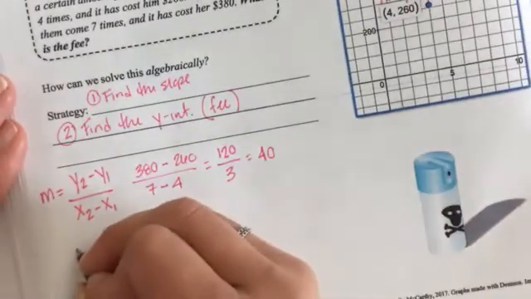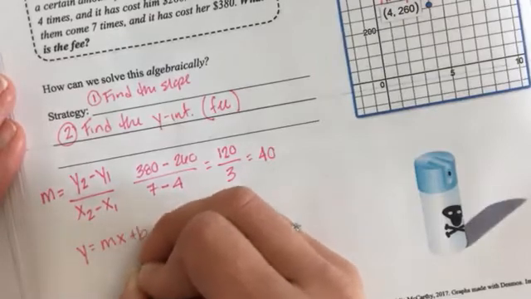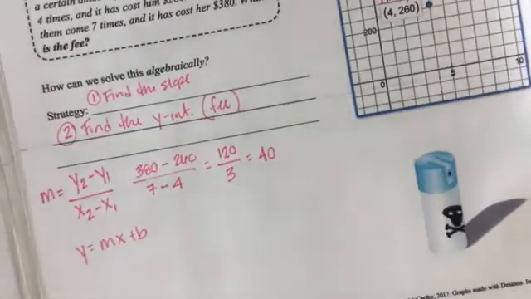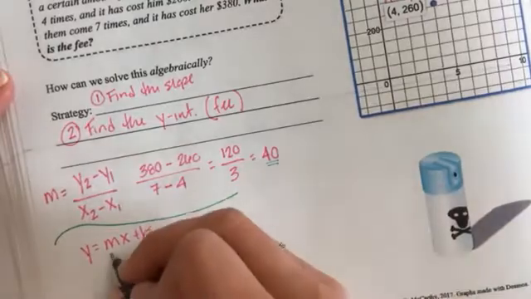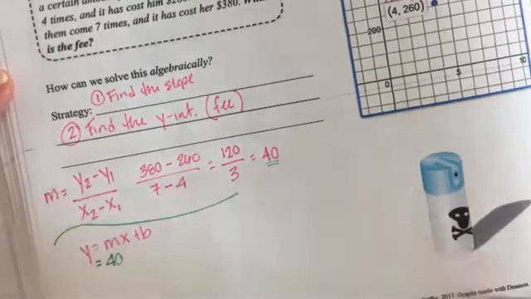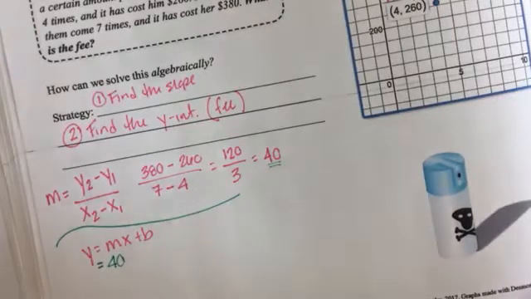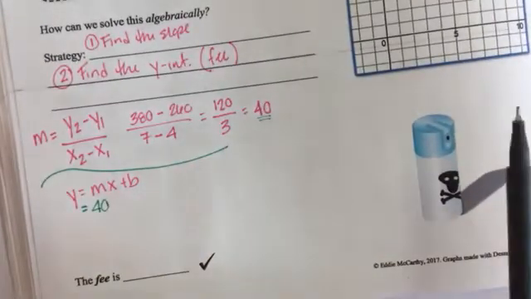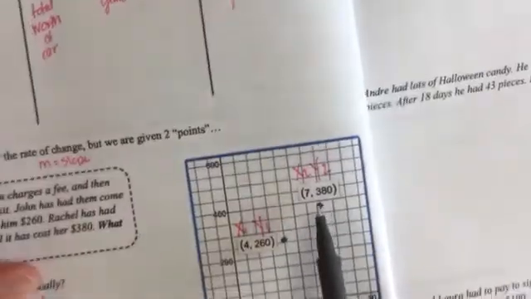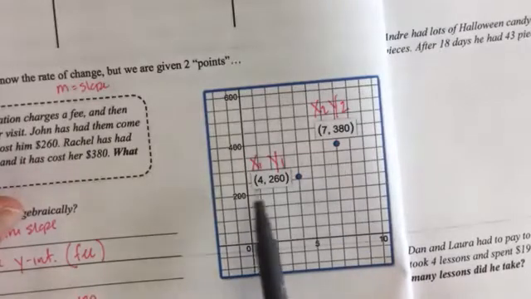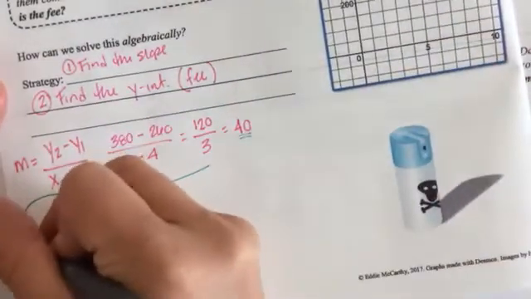So I'm gonna do Y equals mx plus b. I can put in 40 for my m. That's what I just solved for. How do I know what to put in for y and x? Pardon? 260 be the y. Could you use 380? Yeah, you can use either point. You just have to pick one of them. Okay. So for example, if I put 260 in for the y, then I have to put 4 in for the x.